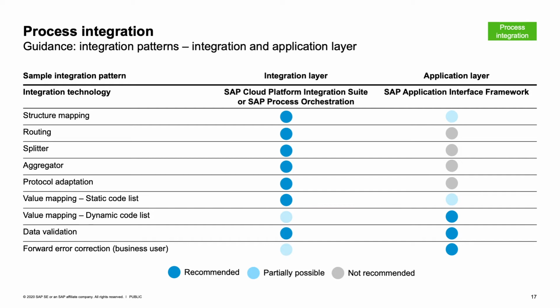On this slide we outline typical integration patterns, like structure mapping, if you have different data models or structures; routing, for example content-based routing, determining the receiver applications; implementing patterns to split or aggregate messages; or adapting different protocols like SOAP, REST, OData, or JMS. These are all typical and traditional patterns for the integration layer, like Cloud Platform Integration. But we also see some patterns that can be used in a complementary way in this last mile of integration, nearer the applications.